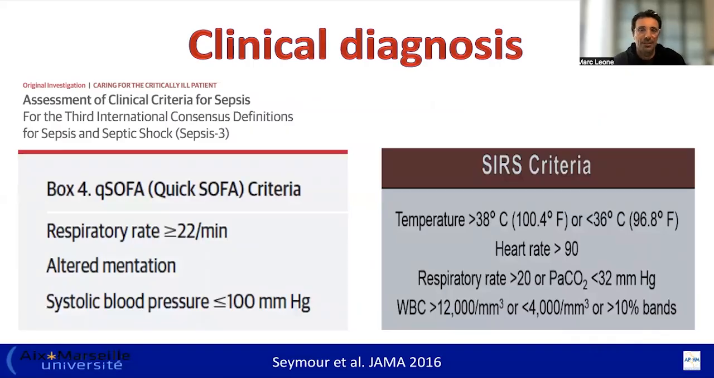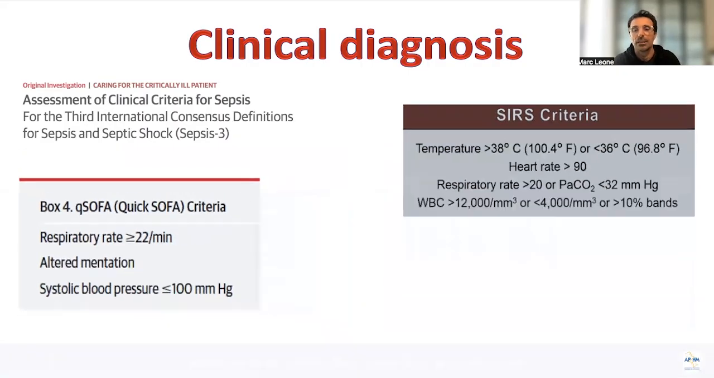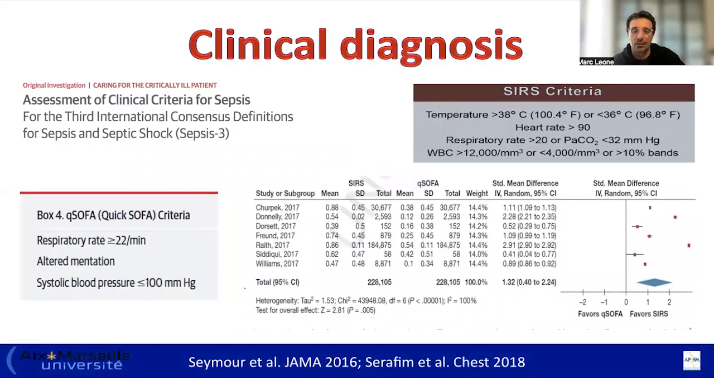You can be more scientific and use some validated score like quick SOFA, based on the respiratory rate, alteration of mentation, or systolic blood pressure, about the three signs, or SIRS criteria. There was a debate between quick SOFA and SIRS criteria, and a recent meta-analysis by the group of Seymour shows that SIRS criteria seems to perform better than quick SOFA criteria for the diagnosis of sepsis.